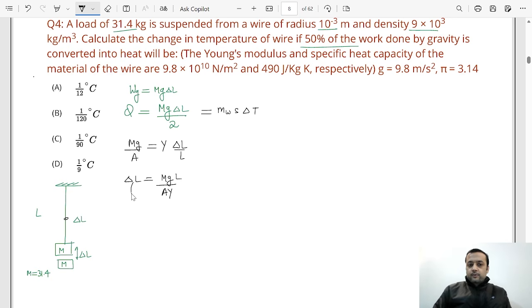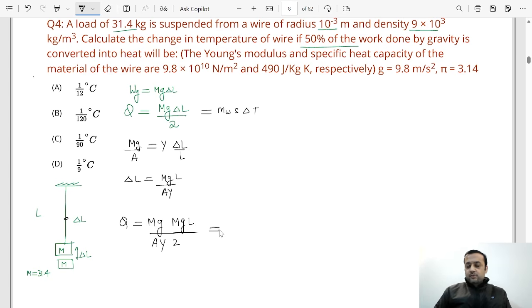This value of delta L you can put here. So that means Q will become how much? Q will become m into g into, again, delta L is how much? mg into L upon the cross sectional area of the wire into Young's modulus, upon 2. This is the value of delta L. So delta L is this, and mg is this, and 2 is this.